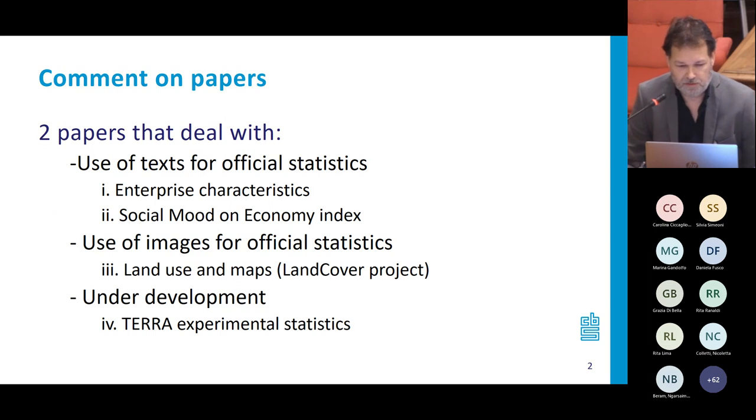I was asked to look at two papers, and those papers dealt with the use of text for official statistics, so about enterprise characteristics, social mood on the economy, and the use of images for official statistics. That's the presentation that just was shown to you about land use and maps, and one statistic that's under development. Text and images are typical big data topics. So that really covers the most important points.